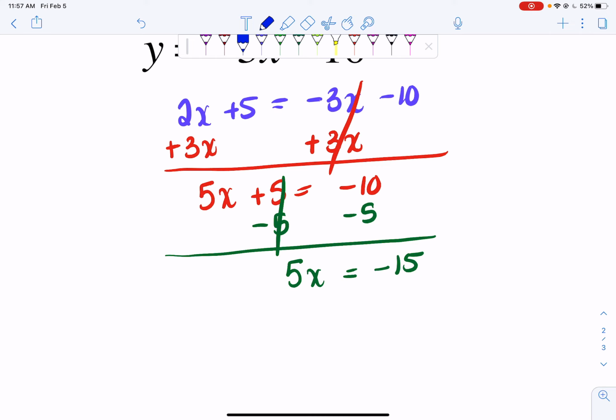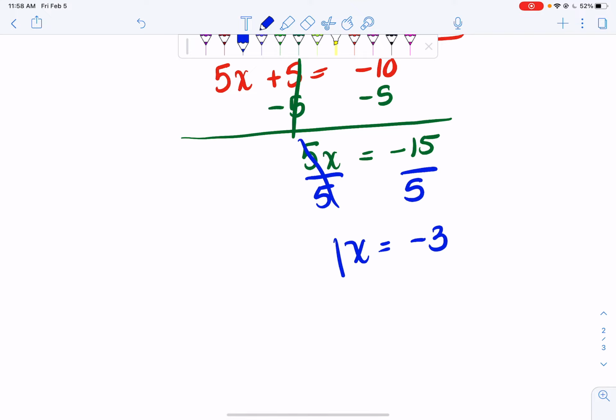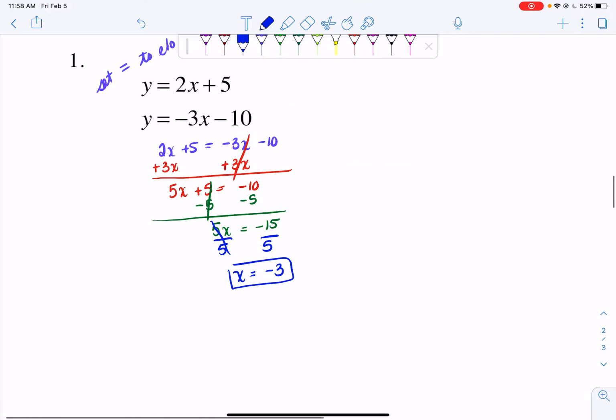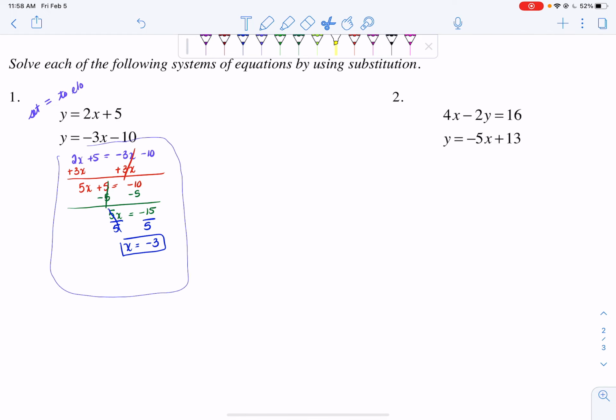And then our last and final step is we divide by 5 on both sides of our equation. And we get x is equal to negative 3. Here's the issue. That is not our final answer. We just know that x is equal to negative 3. We want our y value now.